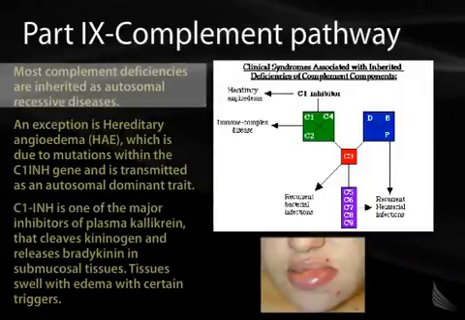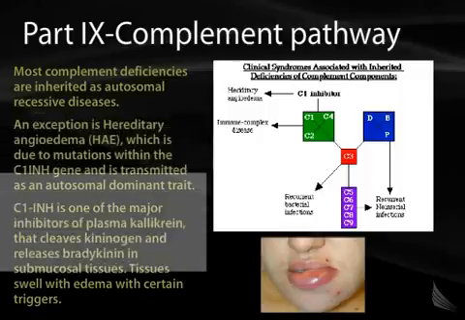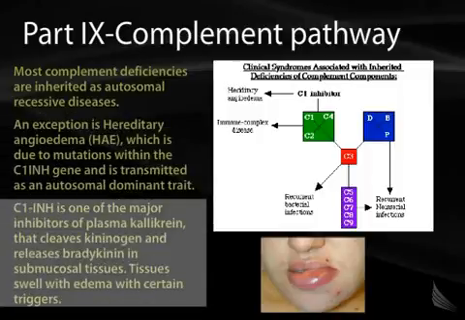Most of them are inherited as autosomal recessive diseases. An exception to this rule is hereditary angioedema, which is actually a dominant trait. It's due to mutations within the C1 inhibitor protein. Now, C1 inhibitor is one of the major inhibitors of plasma kallikrein that cleaves kininogen and releases bradykinin in submucosal tissues. So what happens when you're lacking this inhibitor, you get tissue swelling with edema that comes about with certain triggers. Other than that, there are several other complement defects that can lead to variable immunodeficiency type states.